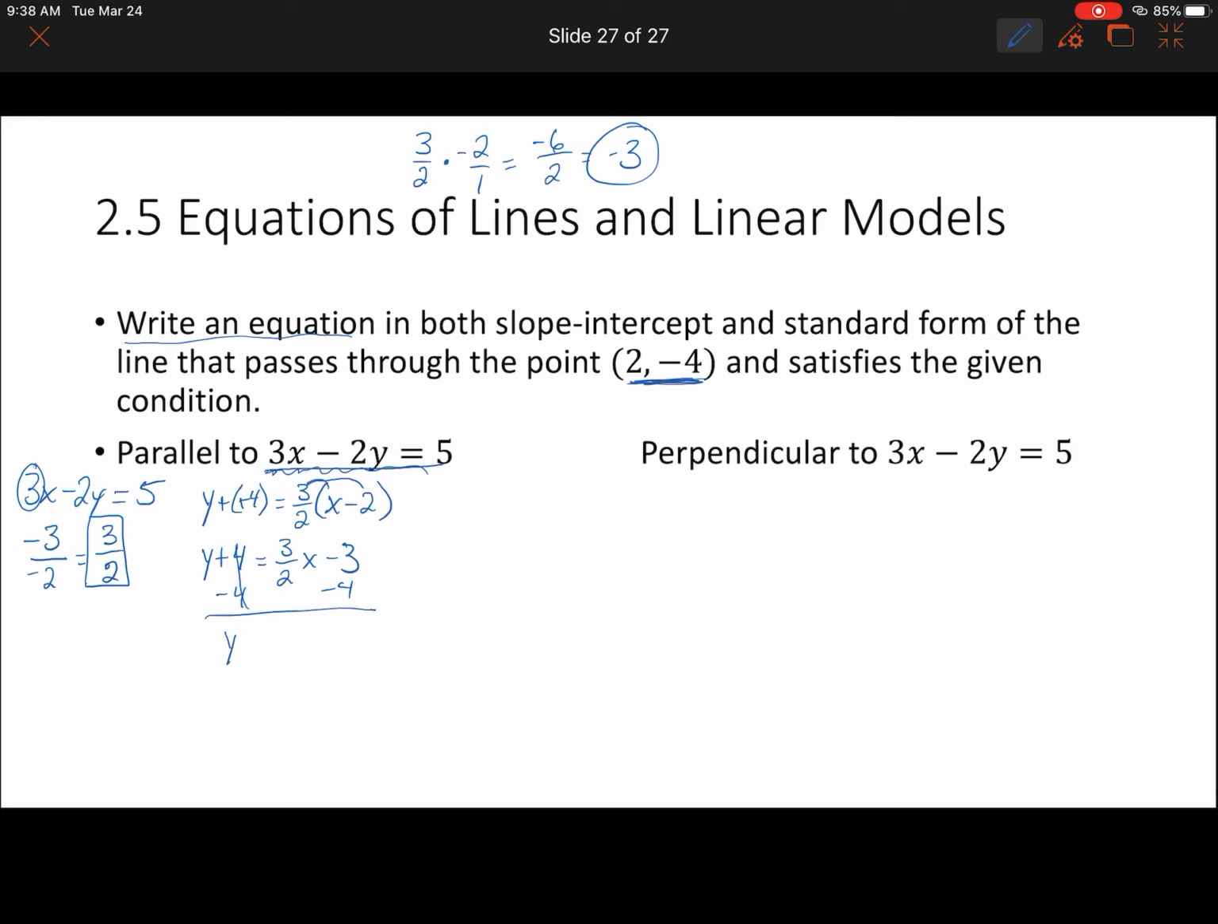And so then we need to take that 4 and move it over, so we'll subtract it. And we'll find out that y is equal to 3/2x minus 7. And so there is our slope-intercept form of our equation.